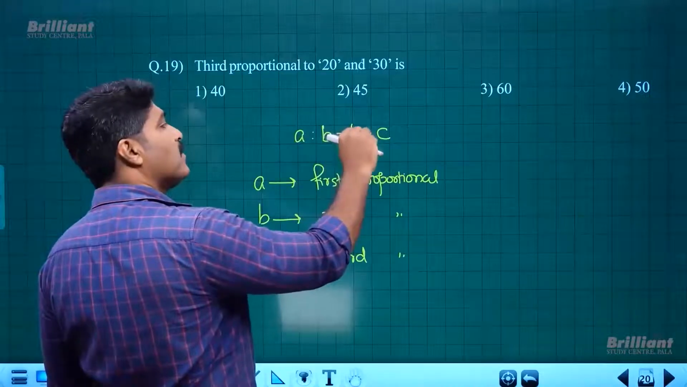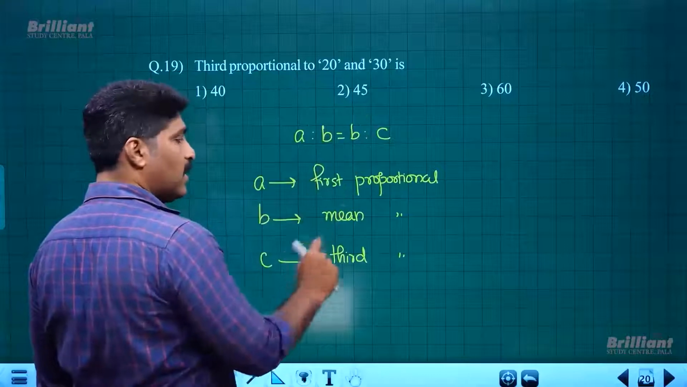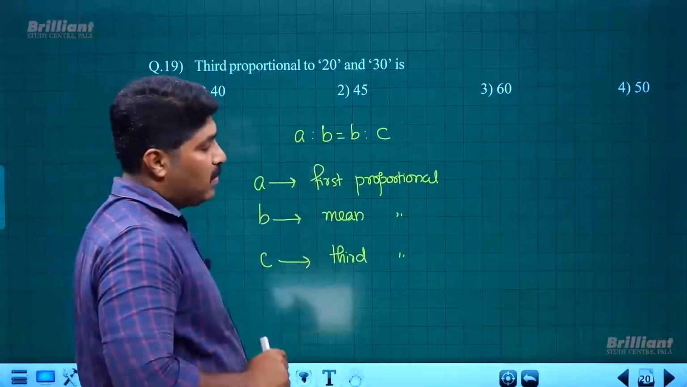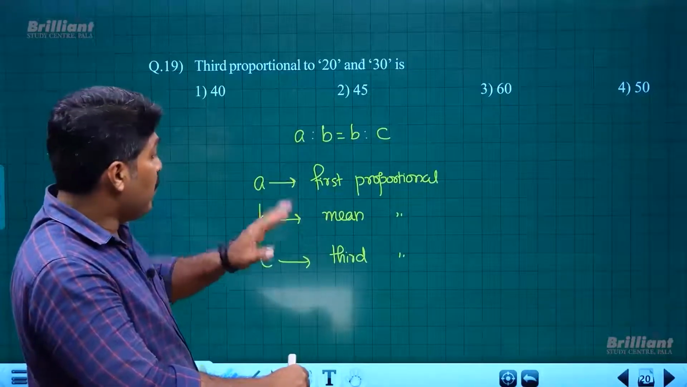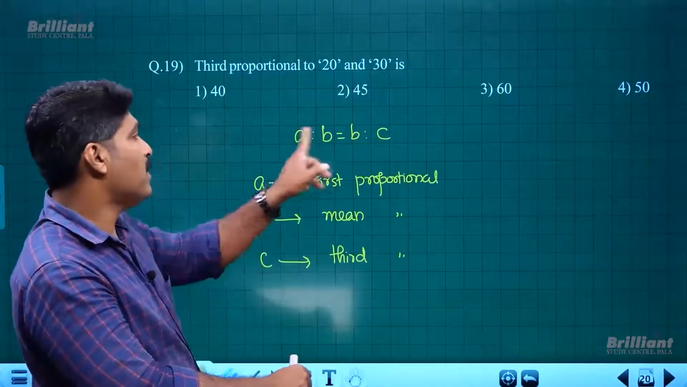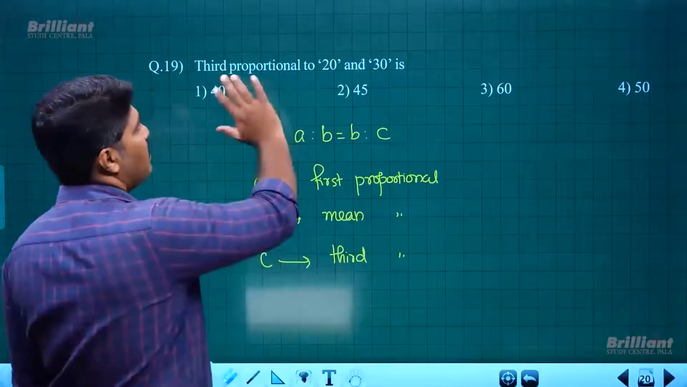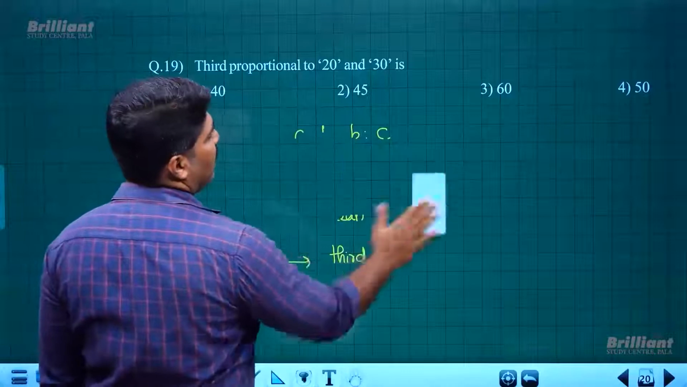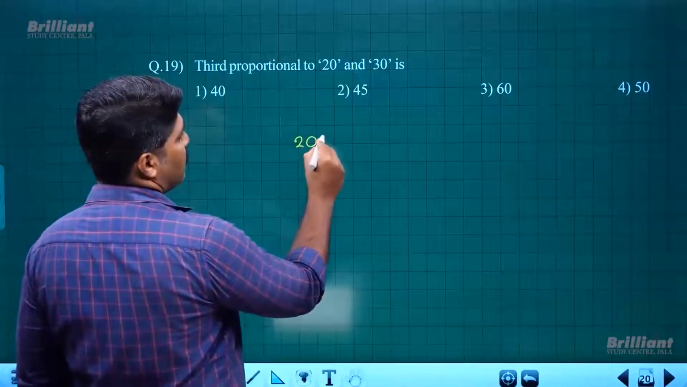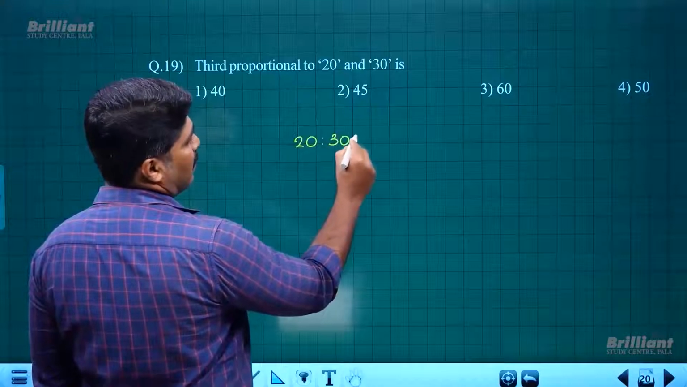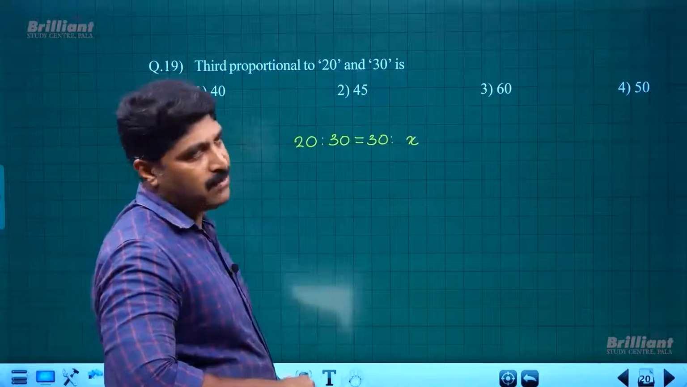So if you need to find out the first proportional, that is B square by C, and B is the root of AC, and C is A square by C or C square by A. Like that we have to find out. So if you need to find C, that is equal to B square by A. So then we can generalize the concept. If you have two numbers and for finding the third proportional, how to do? You just write it as 20:30 equal to 30 and the missing number that we consider as X.